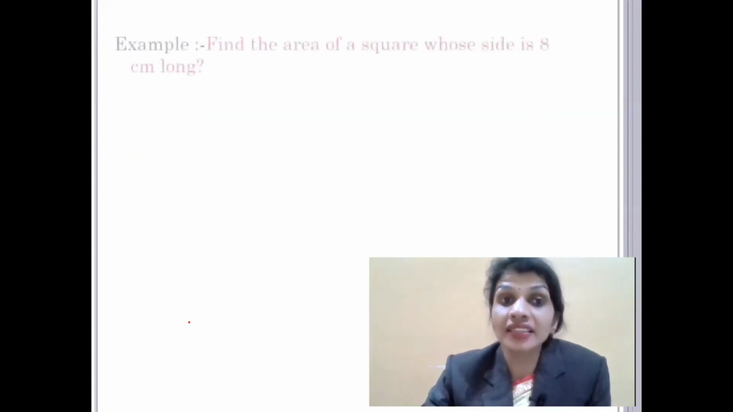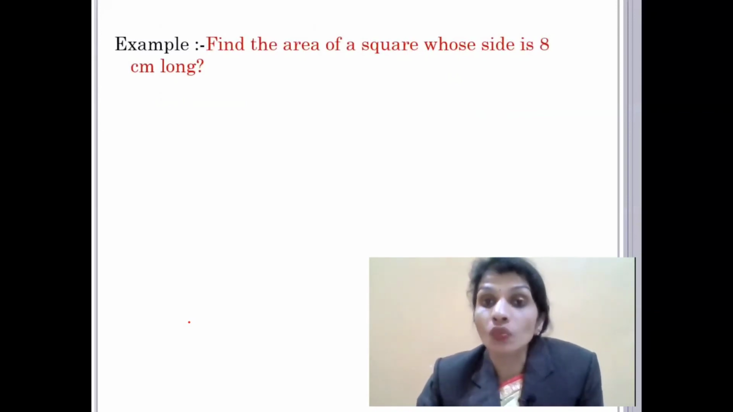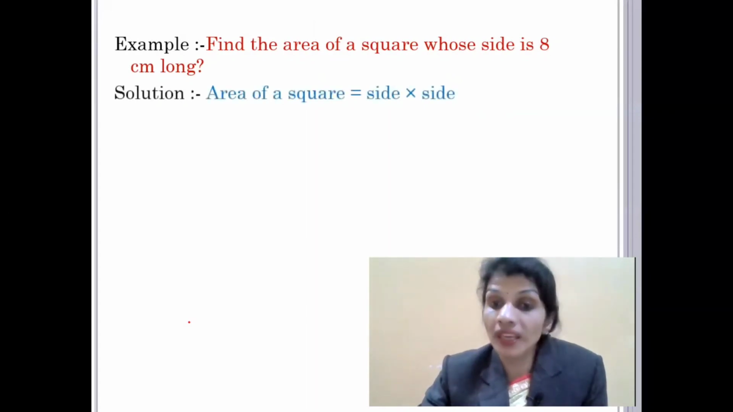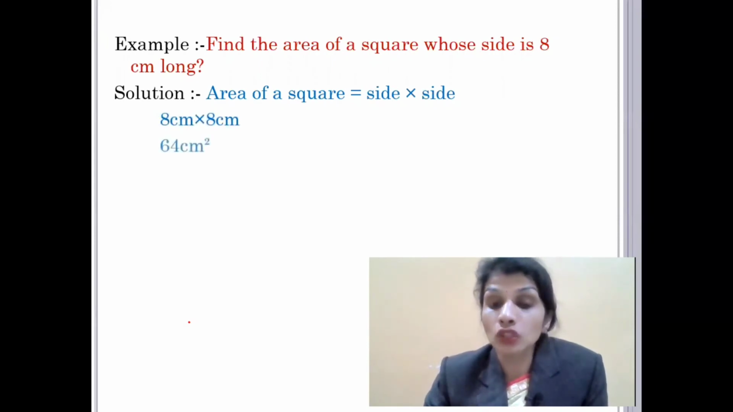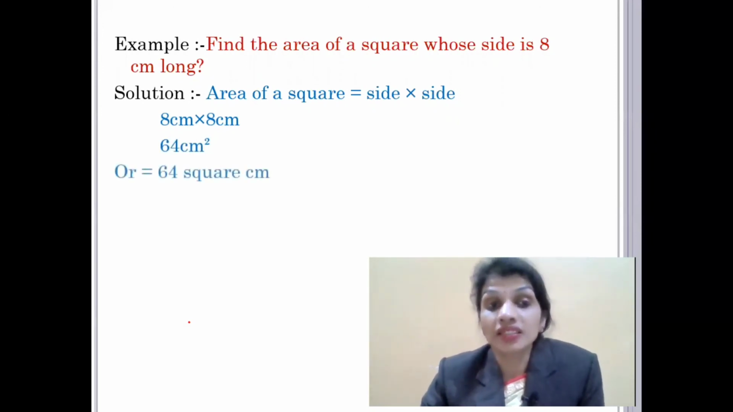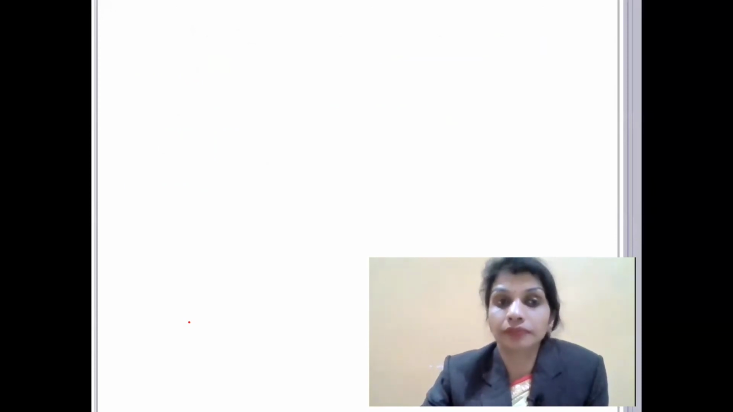Now let us see an example of a square. We have to find the area of a square whose side is 8 centimeter long. Now the area of a square is side into side. It's 8 centimeter into 8 centimeter. Now 8 into 8 is 64, centimeter into centimeter, centimeter square. So we can say that it is 64 square centimeter. So by the above formula, we can calculate the area of a rectangle and the area of a square.